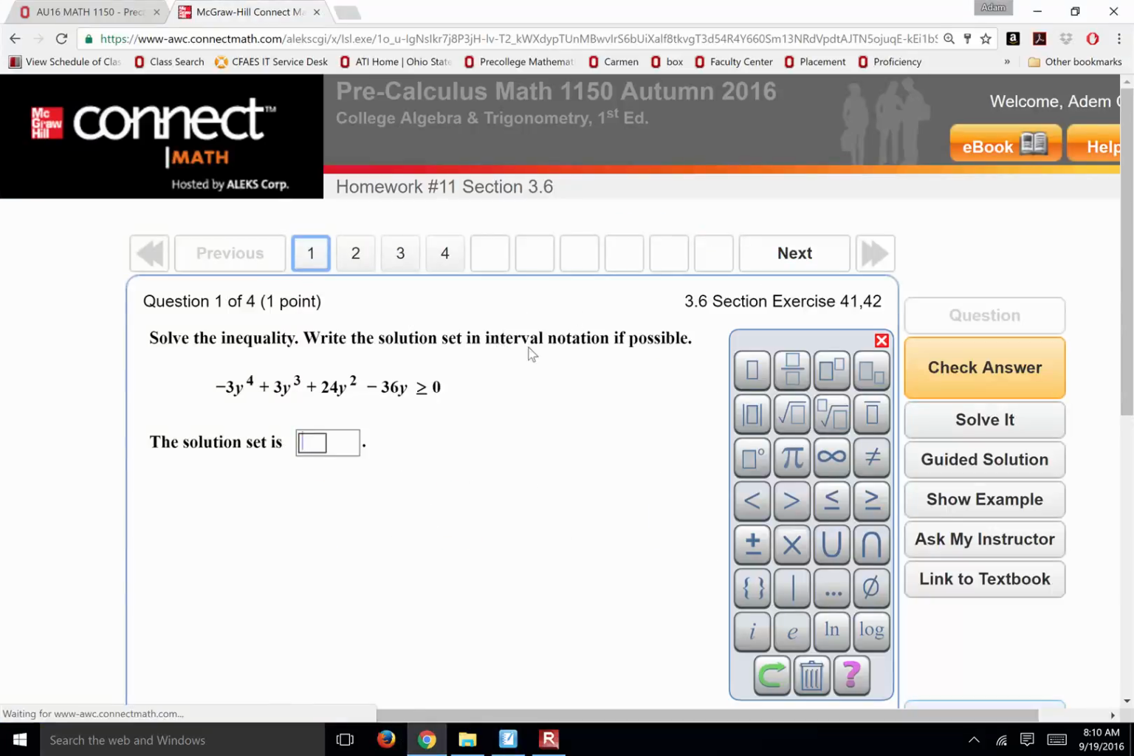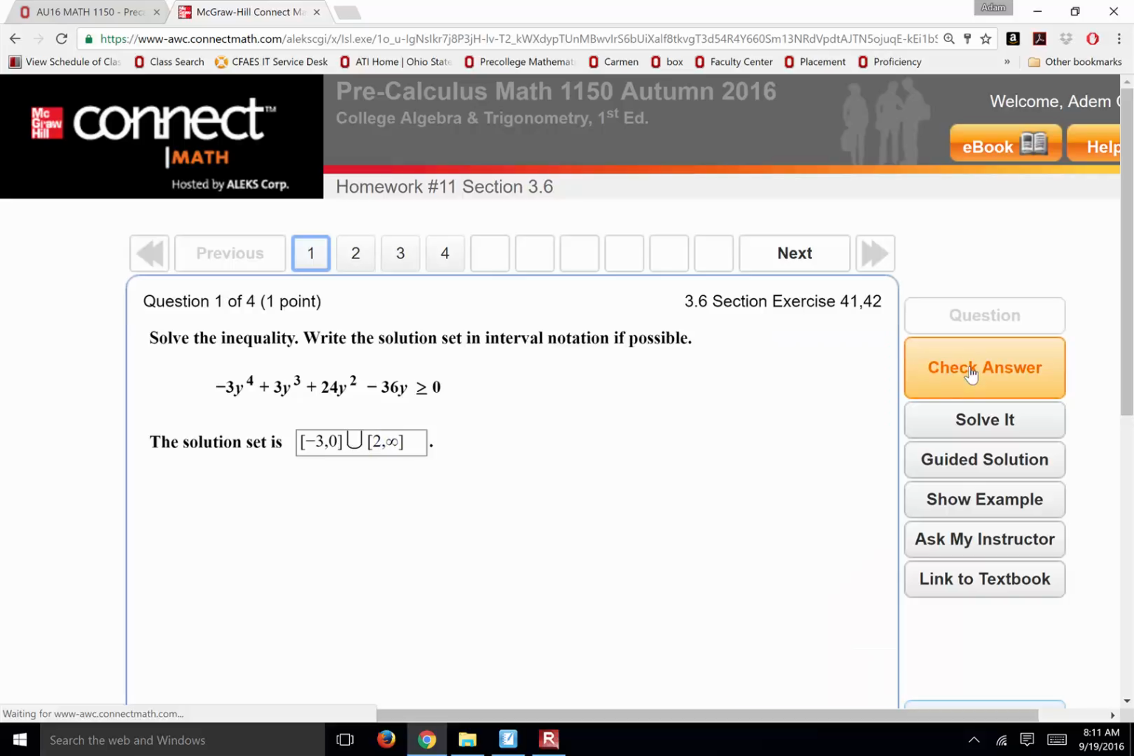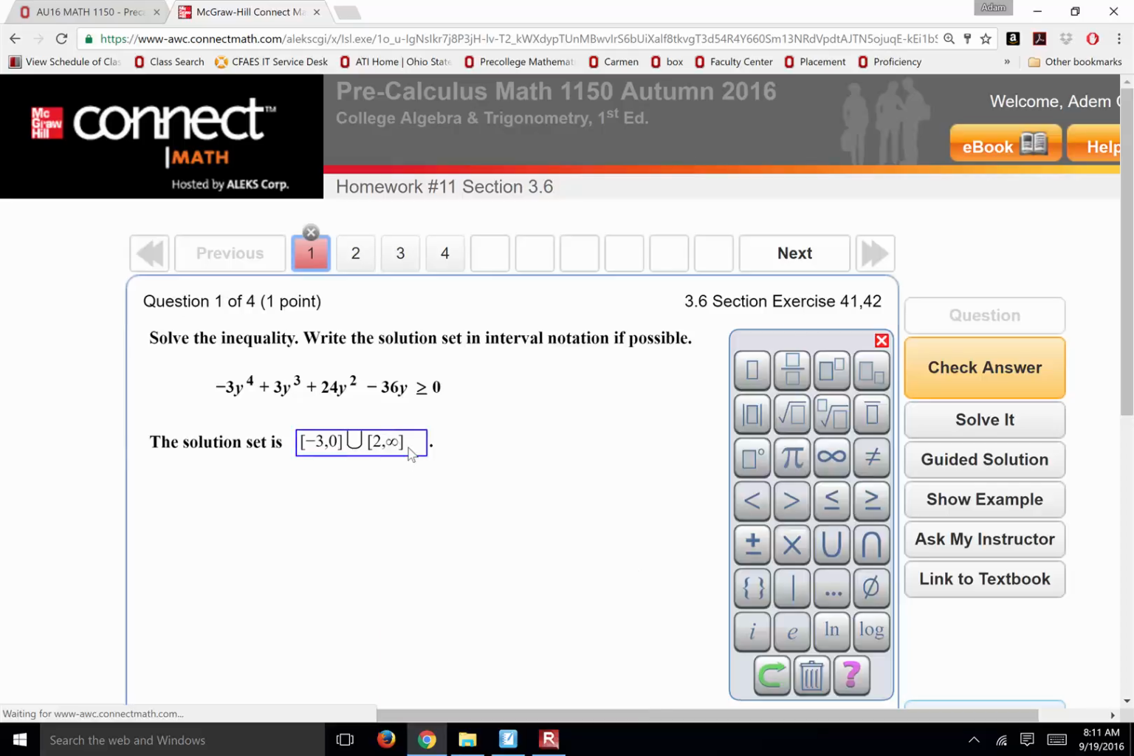Please read and see what format the answer should be. It's interval notation. Sometimes it may say set builder, so you need to make set builder notation. But here, this is just -3 to 0. Oh, it was brackets, right? Union. What was it? 2? Oh, I forgot. We cannot have a bracket with an infinite.